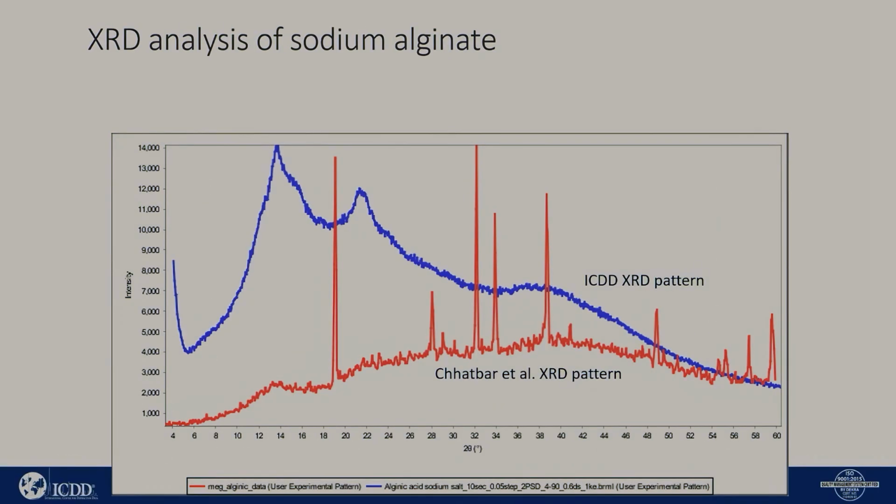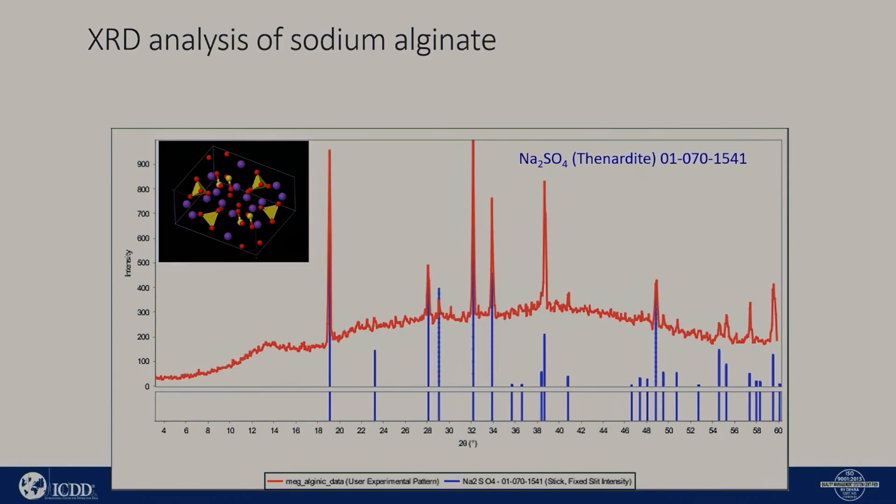We have a study going on at ICDD looking at polymer materials, and we've collected a pattern of sodium alginate, and the blue pattern you see here is in fact just that. So why do you see these sharp peaks in this published paper? Well, it turns out that we identified the phase, and it is a sodium sulfate.